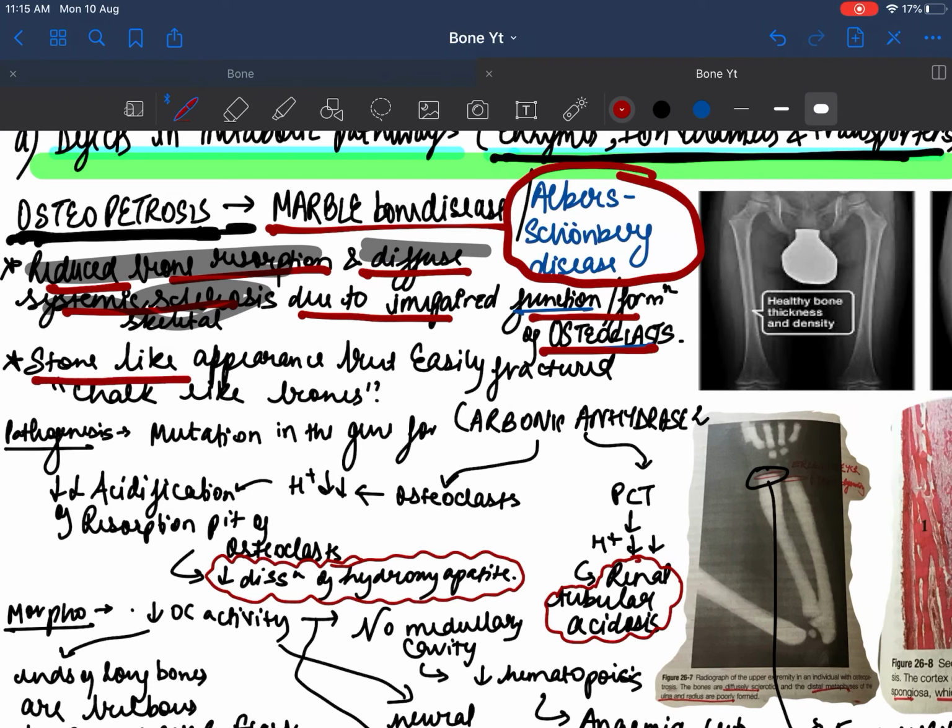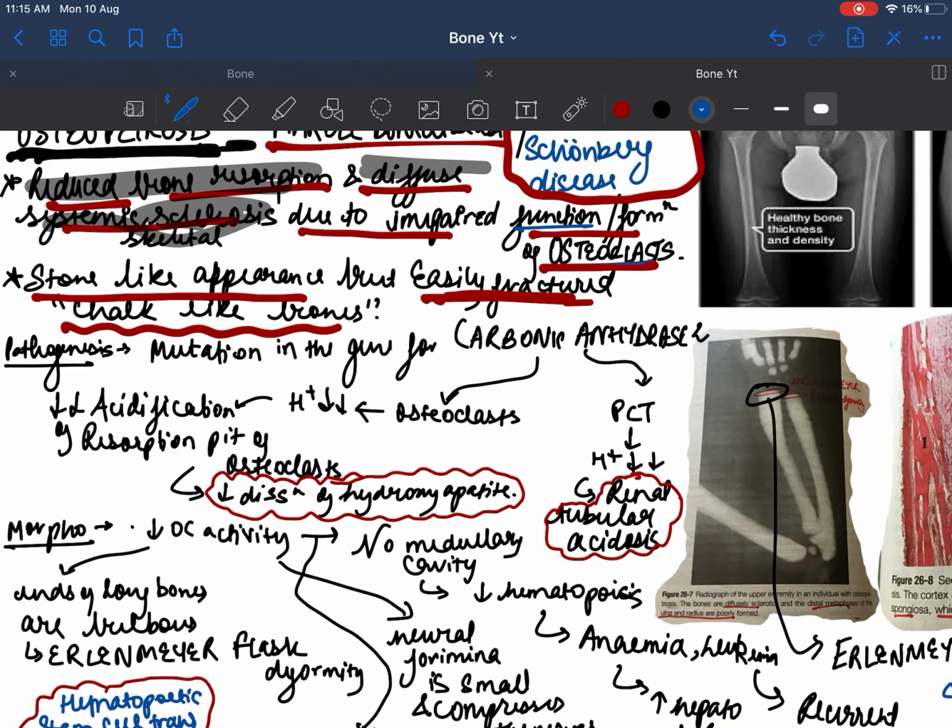There will be a characteristic stone-like appearance, but it is very easily fractured. So it is actually a chalk-like bone. Chalk appears to be very thick and very hard, but it is easily broken. This is what happens in this disease also. So in osteopetrosis we have a characteristic chalk-like bone. So what is the pathogenesis? The pathogenesis is very interesting because it affects what is known as carbonic anhydrase 2. It is easy to understand that carbonic anhydrase is also present in the proximal convoluted tubule of the kidney. So what does the proximal convoluted tubule have?